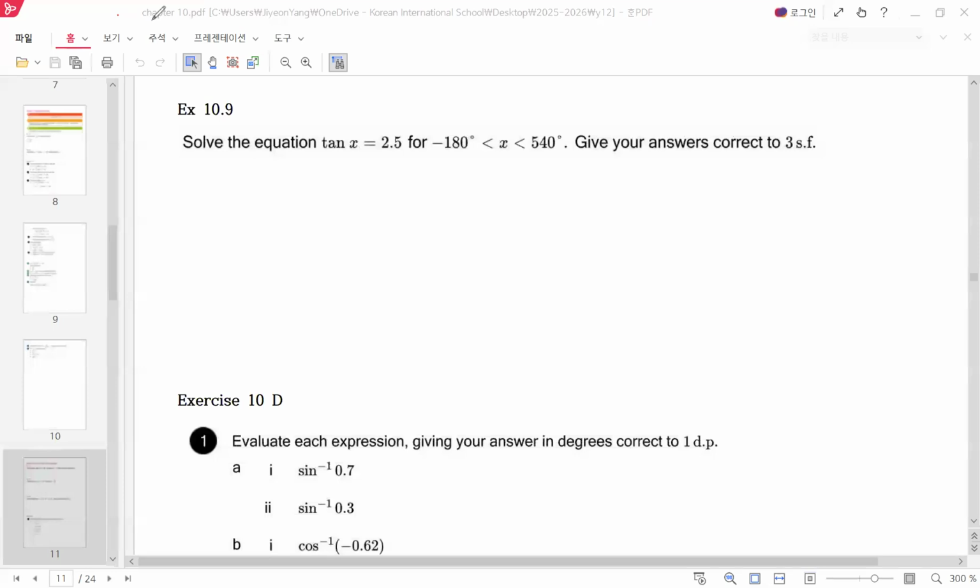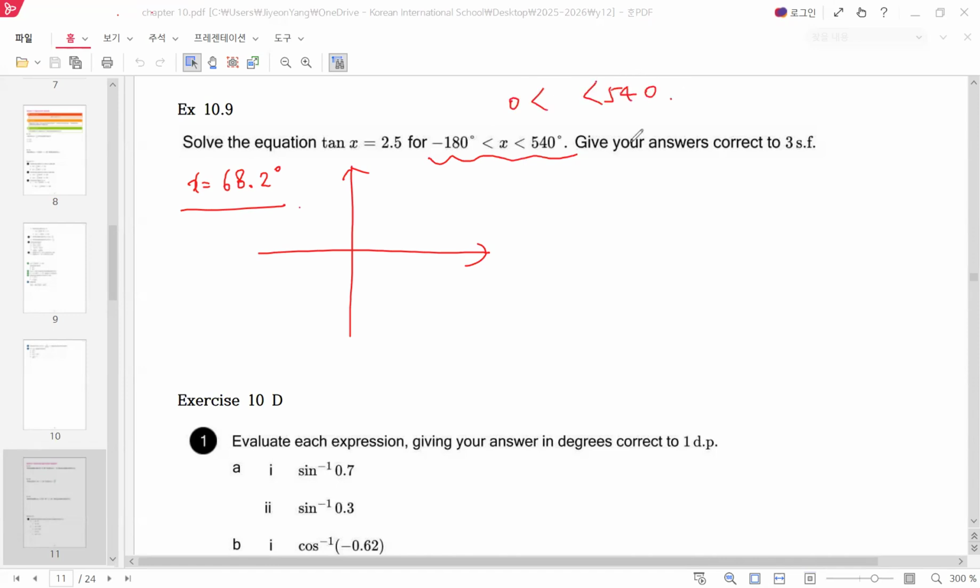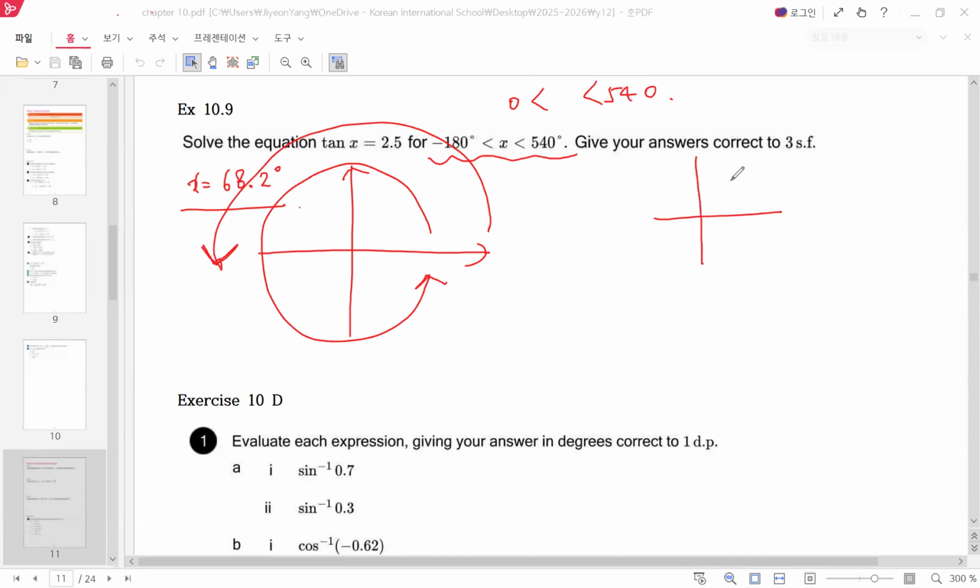Okay, students, let's solve this question together. I saw that most of you found this value 68.2 degrees roughly. And then the range of angle in the positive direction from 0 to 540, right? So one full turn and then half turn. Let's see, since tangent value is positive, so you need to find the first quadrant and the third quadrant of the angle, right? 68.2 degrees.